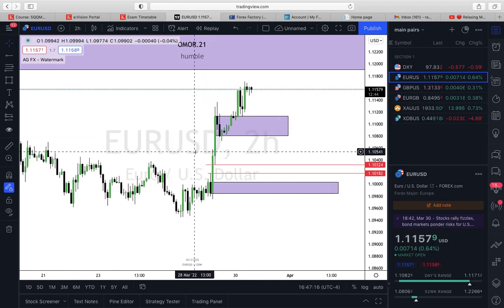Now, you obviously want to use the order blocks that are in line with your bias. If you're bullish, don't take bearish order blocks.